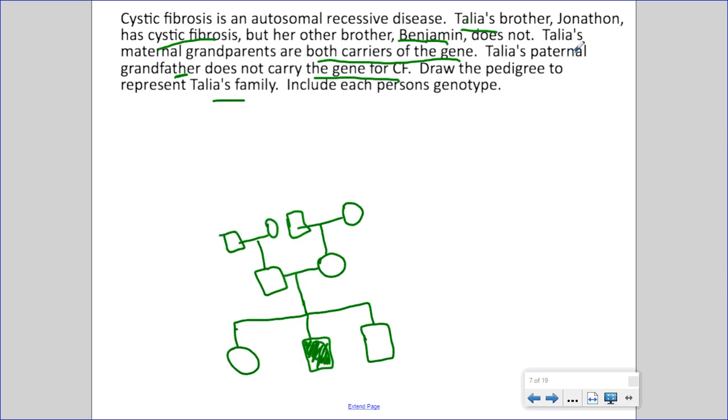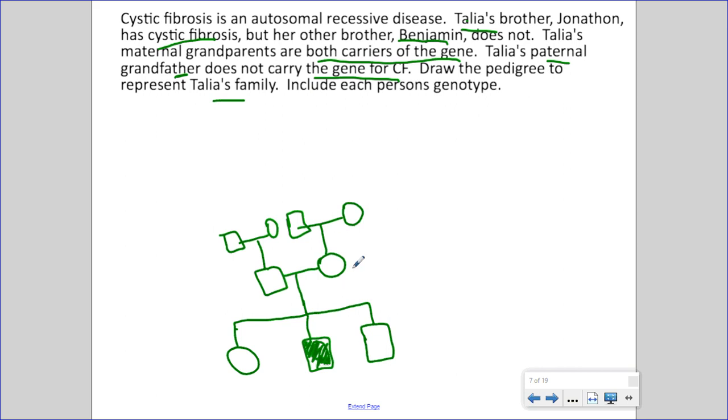Now, we have a bit more information in this question that we can use to fill in our pedigree. We're told that Talia's maternal grandparents are both carriers for the gene. So in this case, they are unaffected, so we do not color in her maternal grandparents. They're not affected. We're told that Talia's paternal grandfather does not carry the cystic fibrosis gene, so he is not affected.